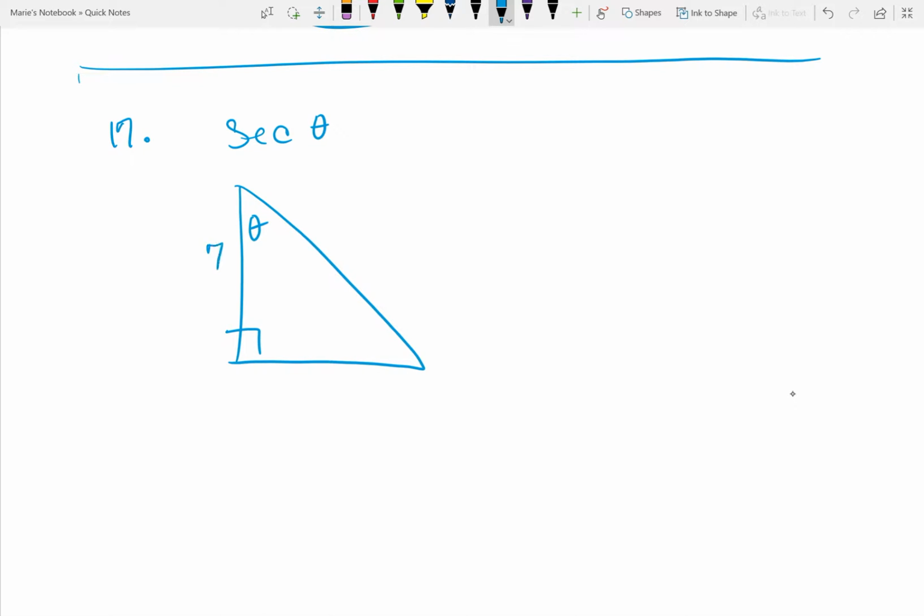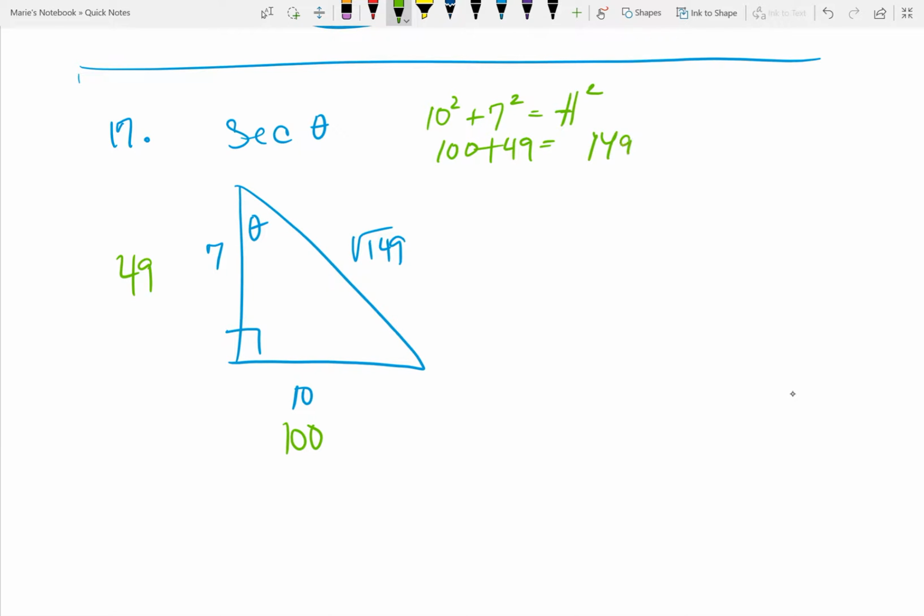They're telling you that this side is 7, this is 10, so by default this has to be the square root of 149. The reason I know that is if I were to square both sides of this triangle to use the Pythagorean theorem, I would have 10 squared plus 7 squared equals hypotenuse squared. And so 100 plus 49 is going to equal 149, which means the hypotenuse squared is 149. The hypotenuse itself is the square root of 149.